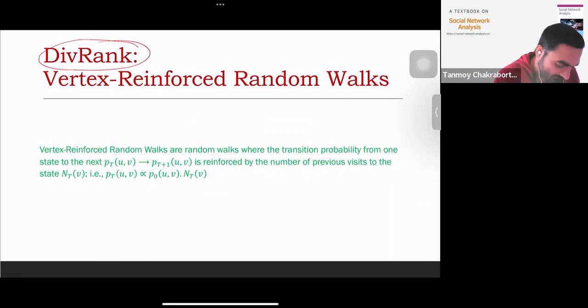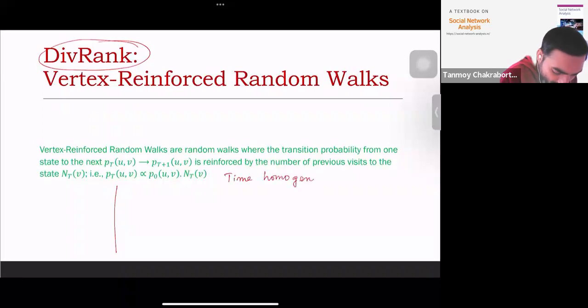What I discuss now is something called time homogeneous random walk. What is time homogeneous random walk? Time homogeneous random walk is something that PageRank follows. Before that, let's also discuss something else.